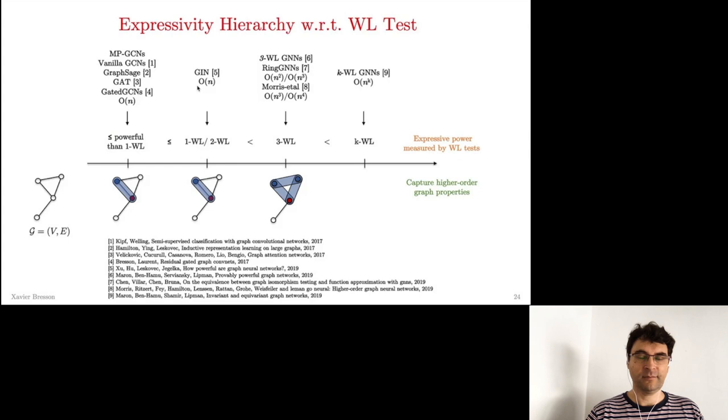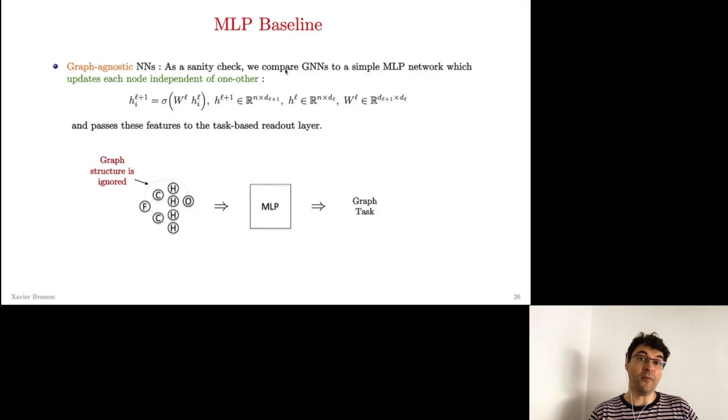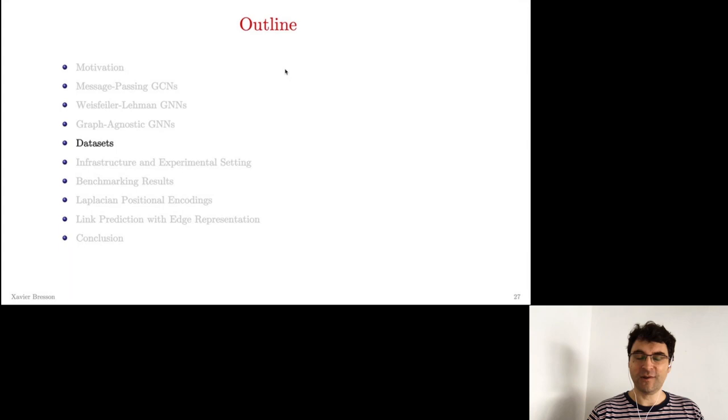Okay, so we have a hierarchy of expressivity with respect to the WL test. Here you have the message passing GCN, here you have GIN, and here you have the 3WL test and the Ring-GNN. Okay, Graph-agnostic GNN, so this is our baseline. Basically, when we use graph structure, we want to be sure that we do better than having no graph structure.